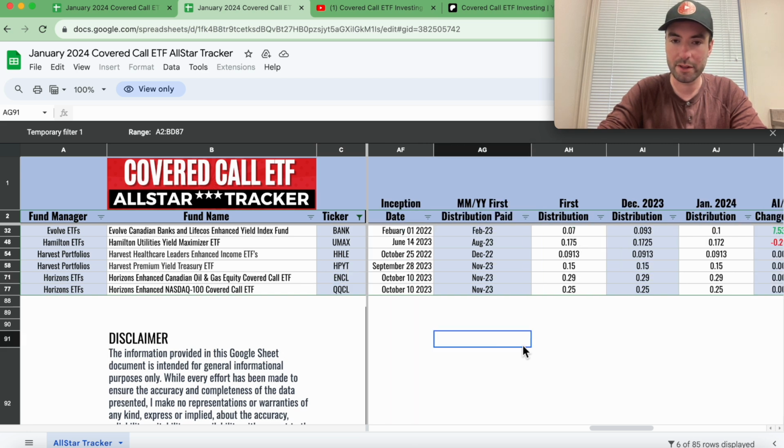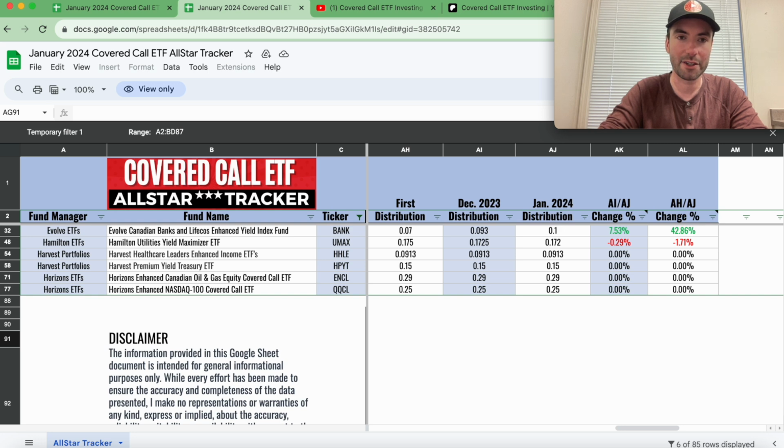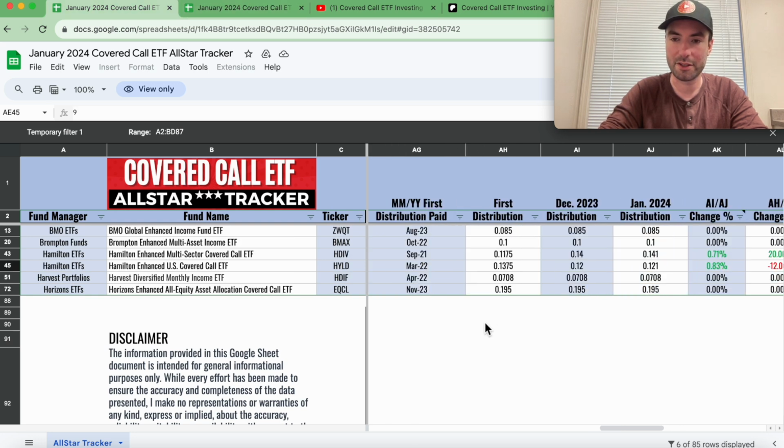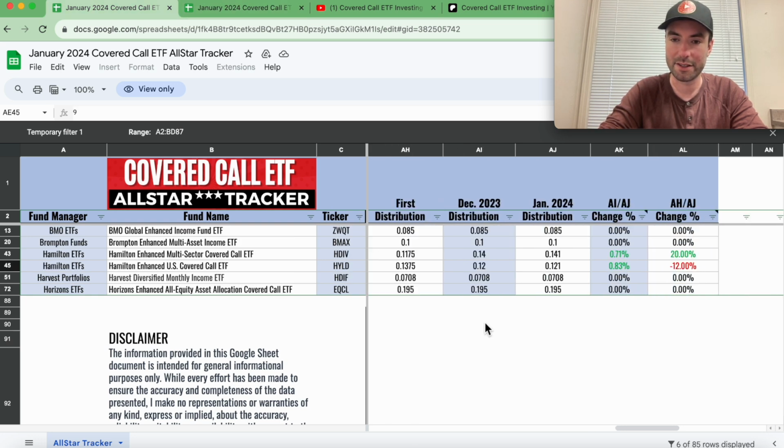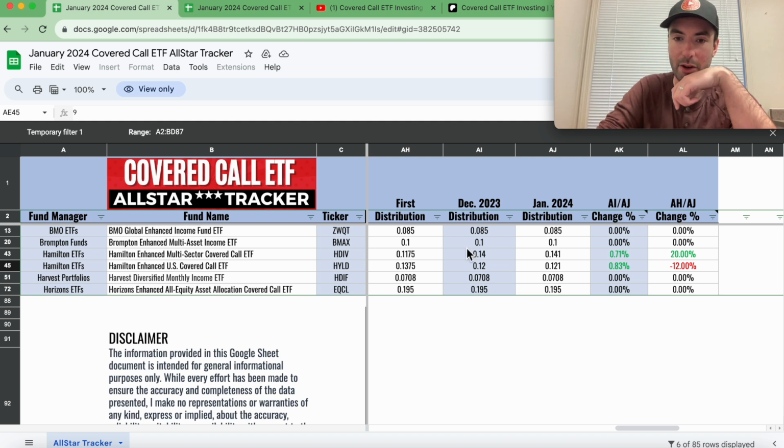Okay, the last section we're going to look at here, probably one of my favorite sections when it comes to this tracker, is how these distributions have been growing over time. When you look at this column here, December to January, you can see that under AK is where I capture any changes in distribution.